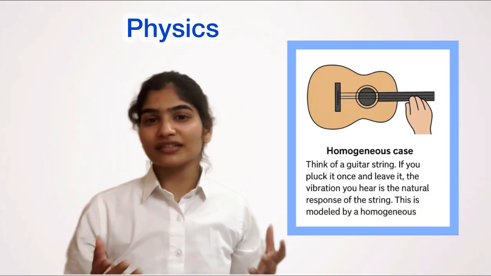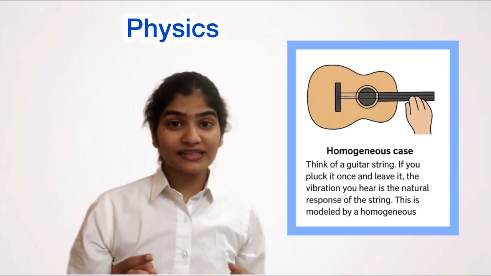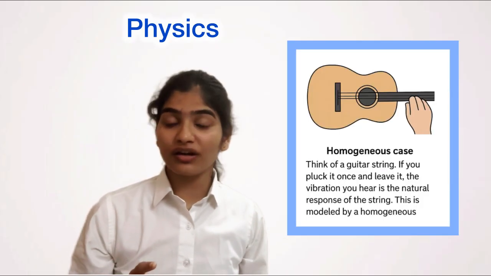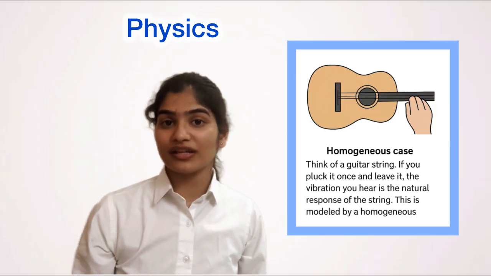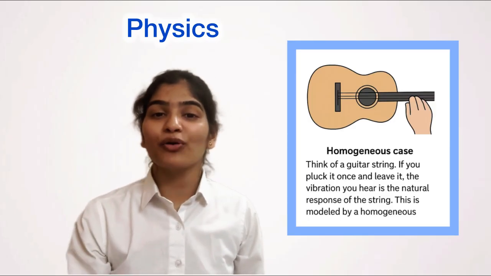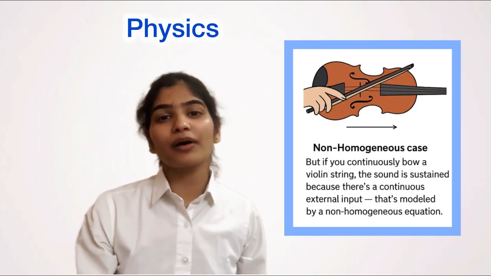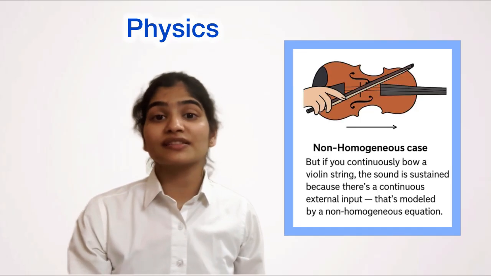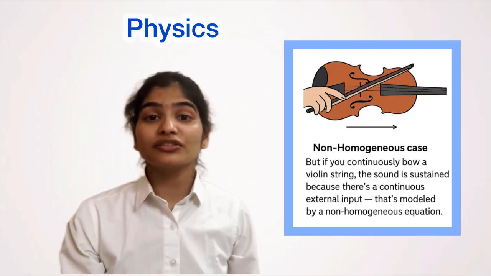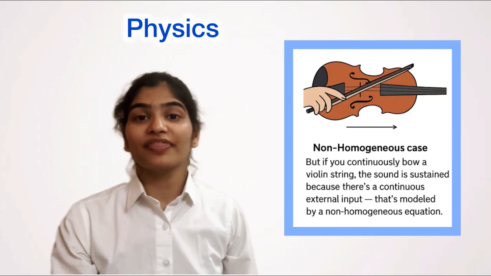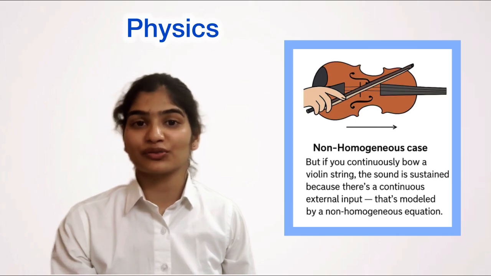Now, let's expand on some applications in real-world scenarios across different fields. For our first field, we have physics, where think of a guitar string. If you pluck it once and leave it, the vibration you hear is the natural response of the string. This is modeled by a homogeneous differential equation. But if you continuously bow a violin string, the sound is sustained because there's a continuous external input. That is modeled by a non-homogeneous equation.